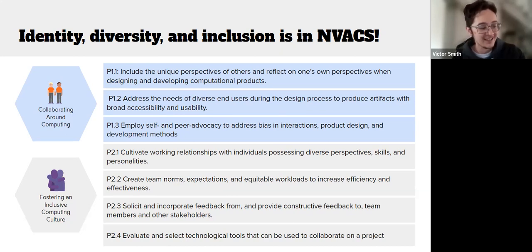What words from our practice standards stand out to you in regards to inclusion, diversity, or identity? And just drop a word or two, or maybe a phrase into the chat. Include, diverse, unique, equitable, reflect, unique perspectives, include and create, advocacy, peer advocacy, broad accessibility, equitable, enable, yeah, diverse perspective, perfect.